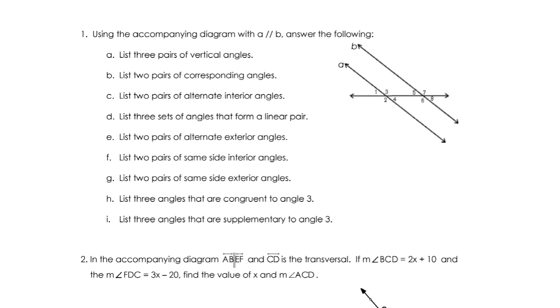All right, so we're back on the back side of notes for day 5. And number 1 says using the accompanying diagram with A, and this is the parallel symbol. I'm not quite sure I showed you guys this on the front side. But when they draw the parallel symbol, it could look like that. The lines could be closer together like this. Sometimes they'll draw them more vertically.